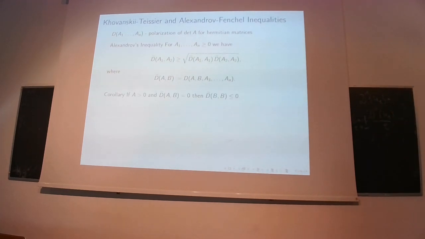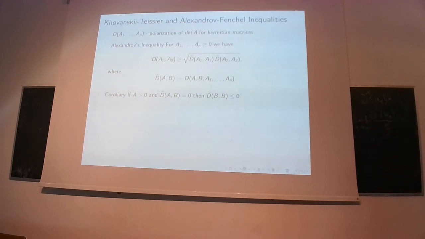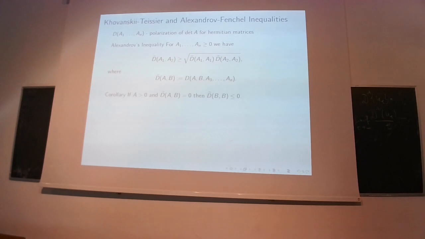In fact, an easy consequence of this is the following. If A is strictly positive and B is an arbitrary Hermitian matrix, not necessarily positive, and if this thing is zero, then on B squared it has to be smaller or equal than zero. So now, in fact, I have a proof, but if I ever write it down, I will leave it as an exercise, so maybe I'll skip the proof. It's a very simple consequence of the Alexandrov inequality. You see, this is the proof, right?